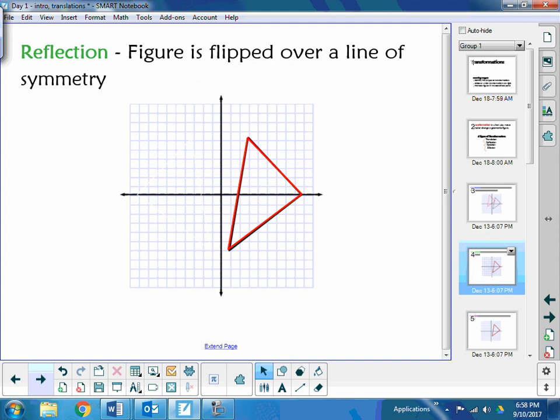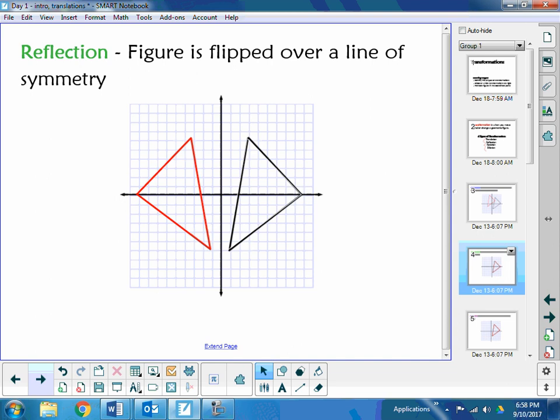A reflection flips the figure over a line of symmetry. In the case I'm going to show you right here, this is flipping over the y-axis, but it can also flip over the x-axis or any other line, really, and we'll explore that when we get into reflections.